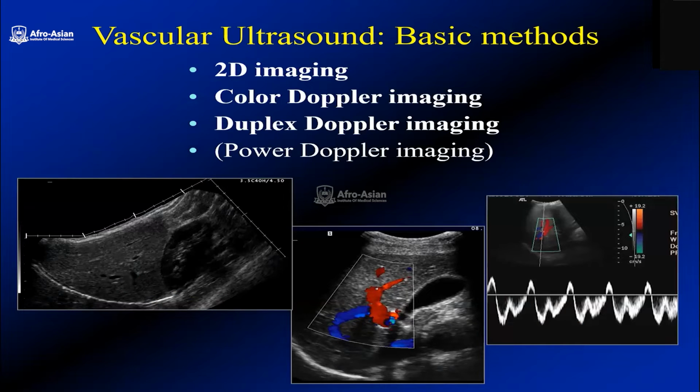In vascular ultrasound, the basic method is to have 2D imaging. We use color Doppler imaging, duplex Doppler imaging, and power Doppler ultrasound. The word duplex means two. So whenever we use 2D with color Doppler, we can call it duplex. But sometimes people call it duplex when we use color Doppler along with power or spectral Doppler.